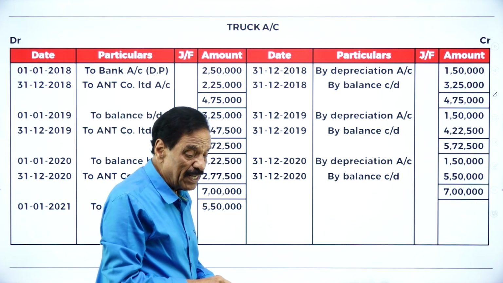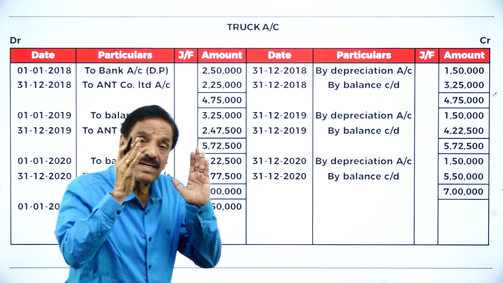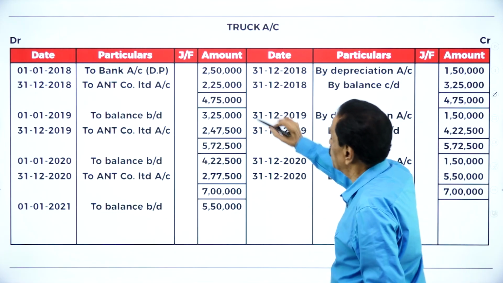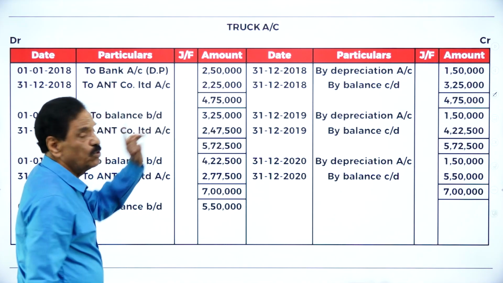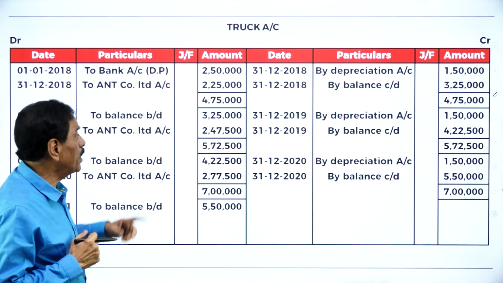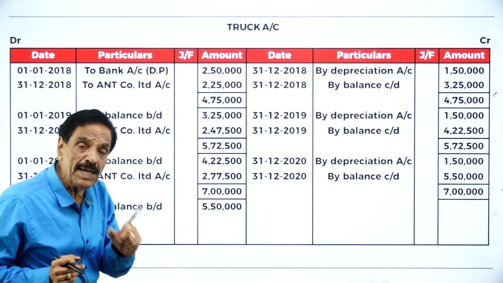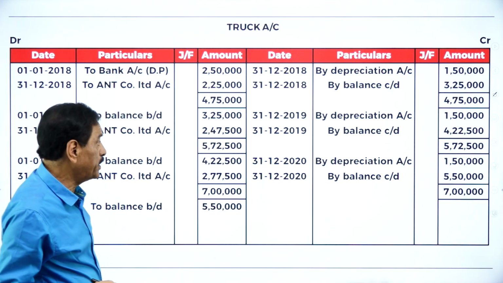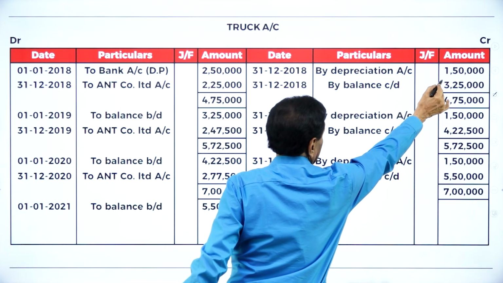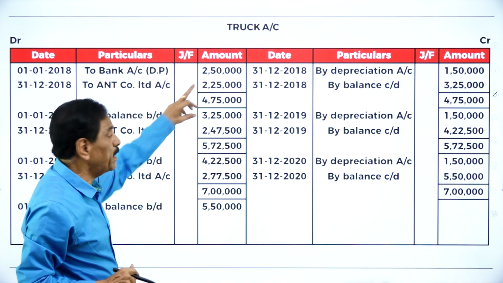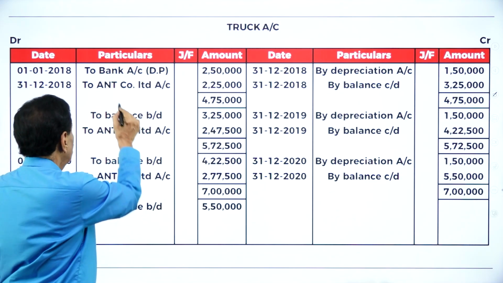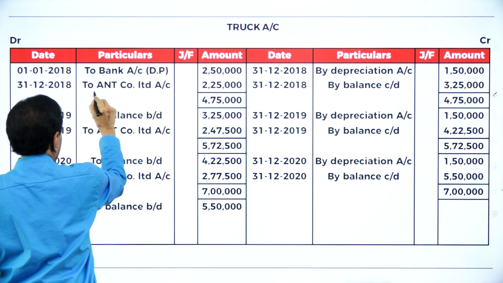If you pay the truck account, here you come under the accrual method. To bank, down payment is 2,50,000. To hire seller account, 2,25,000. Only the principal money you have to take to balance. By depreciation, 1,50,000. This is the accrual method. How much down payment? 2,50,000 to hire seller. This is called hire seller.